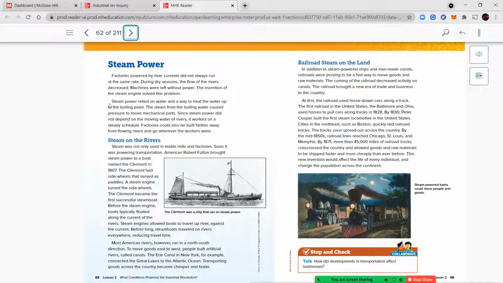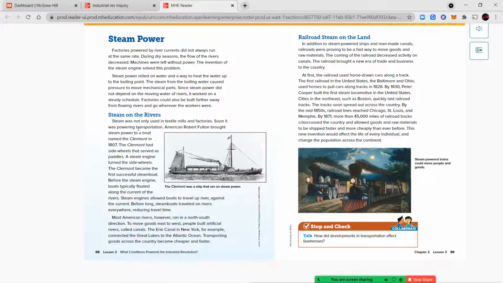Steam power relied on water and a way to heat the water up to its boiling point. The steam from the boiling water caused pressure to move machine parts. Since steam power did not depend on moving water of rivers, it worked on a steady schedule. Factories could also be built farther away from the flowing rivers and go wherever the workers were.